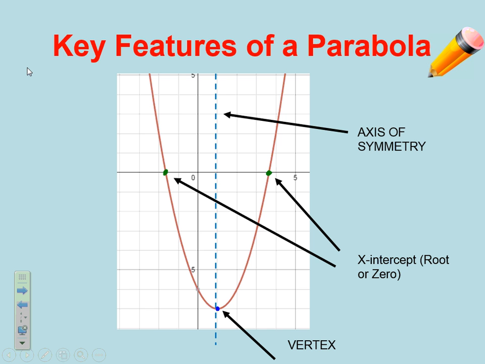Then we also have axis of symmetry. Now this is a line that cuts our graph exactly in half. So what happens on one side of our graph, the other side is going to look exactly the same. So if we folded this in half, they would be right on top of each other.